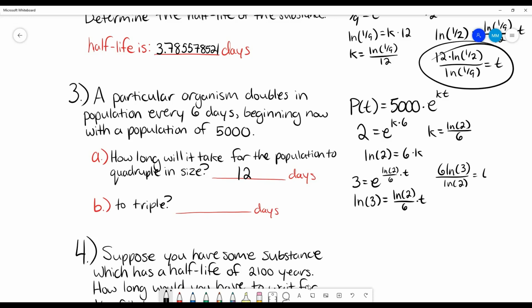Let me continue, right? Because I multiplied by 6 to cancel that out. I divided by natural log of 2. So t equals whatever this is. And let me plug that into our calculator to see pretty exactly what that equals. Because that is not a nice, pretty number. It is instead a long decimal.